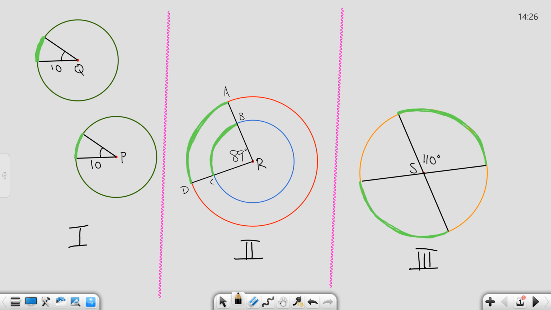So notice in 1 and 3 the arcs are the same measure. In region 2 the arcs have the same measure. However, in region 2 those arcs don't have the same length. Is that fairly obvious? Good, then we're not going to beat a dead horse. We'll move on to something more exciting.